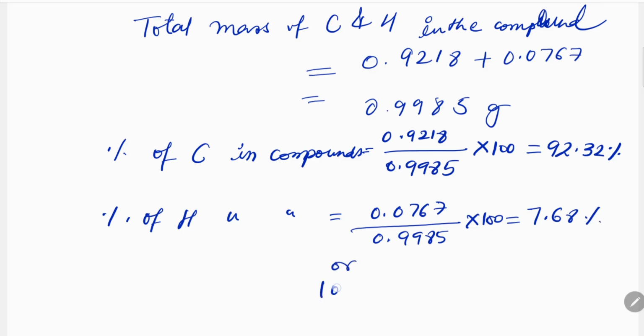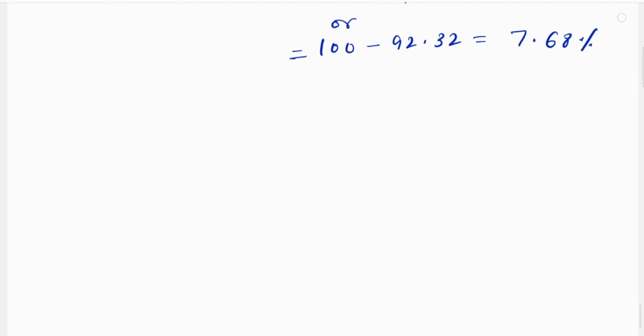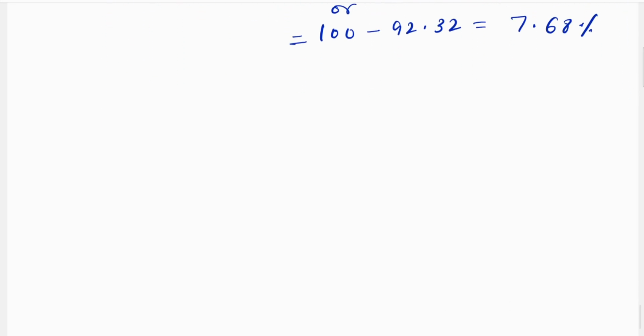Or what we can do, as I have told you, 100 percent is going to be 100 gram of the whole compound. If 100 gram of the whole compound is taken, and carbon, which is 92.32, is subtracted, the answer is once again 7.68%. So you can use both formulas for calculating the mass percentage of hydrogen. Okay, so we have the mass percentages. You can do one more thing.